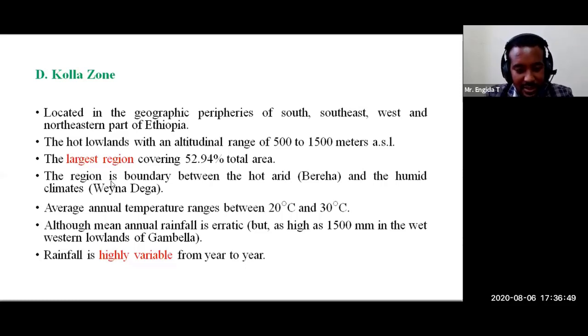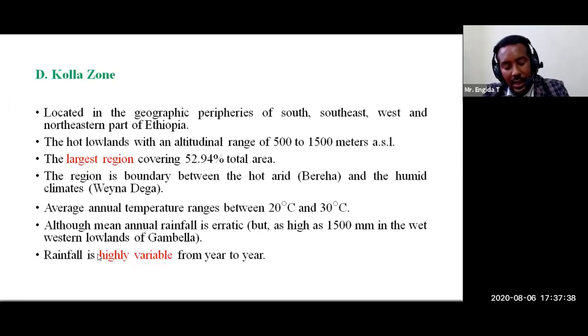The average annual temperature level of this region reaches up to 30 degrees centigrade, you can imagine. The temperature is very high as compared to Daga and Daga and Wurch region. So, which part of Ethiopia experiences this much temperature? If you remember the physiographic regions of the country, you can say which part experiences this much.